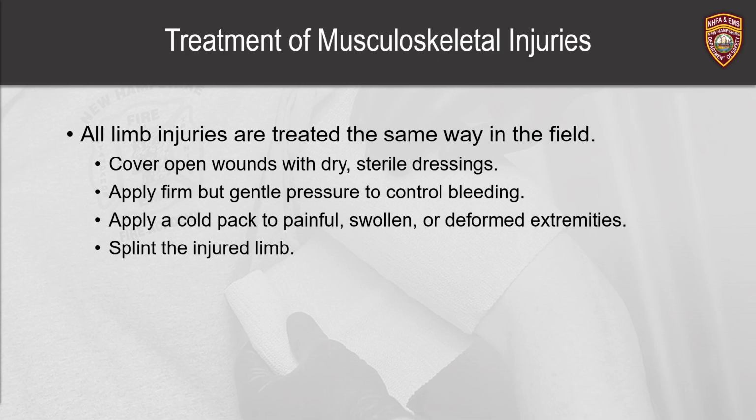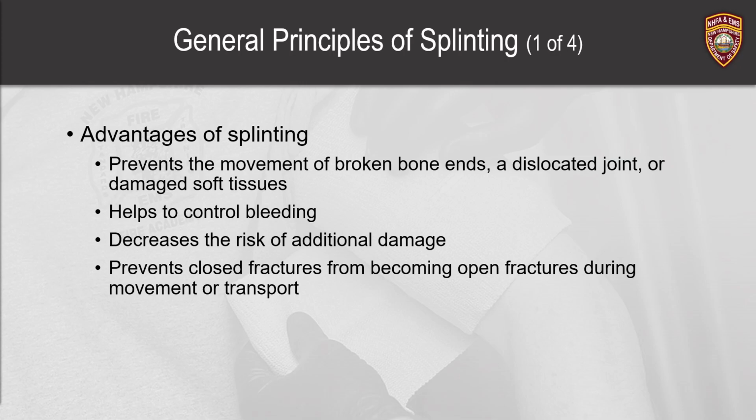We can apply chemical cold packs, those cold packs where you break the pouch in the middle and shake it up and they get really cold. We can apply those to painful, swollen, or deformed extremities. But keep in mind that we shouldn't apply them directly to the skin, and we shouldn't apply them for more than 10 minutes because we don't want to cause a cold injury to the tissue. Then we should apply a splint to the injured limb. We'll talk more about that.